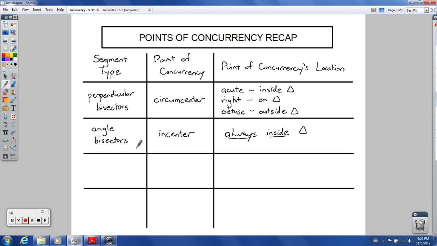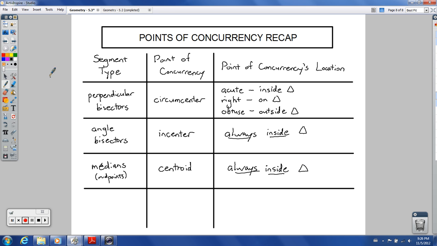Always inside. Medians was the next one. When you think medians of triangles, you should think midpoints. So I'm going to write that in parentheses underneath that. So think midpoints when you think medians. You're going to connect the midpoints to the opposite vertices. That was a centroid. And centroids were also always inside the triangle, just like in-center. So always inside the triangle.